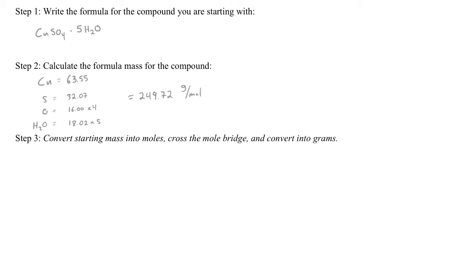So copper(II) sulfate pentahydrate has this formula mass. Having that value is going to allow the critical step of converting the 15 grams of copper sulfate into the number of moles of copper sulfate. So let's take a look at the next step and see how all of this works.